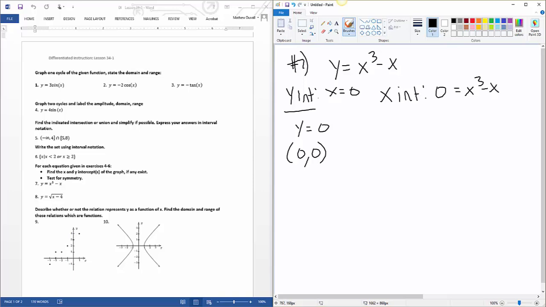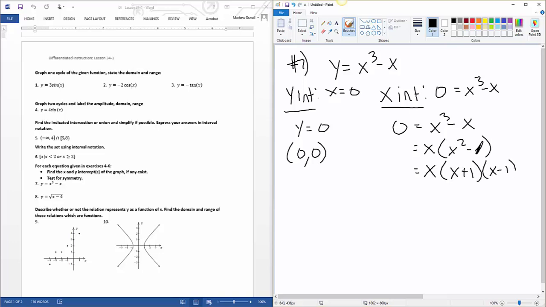Now I need to solve for x, and so it looks like I might have to do some factoring here. So I have 0 equals x cubed minus x. I factor out an x, so x times x squared minus 1, and that's a difference of squares. So that means x is going to equal 0, -1, and +1. So then my x-intercepts, listed as points, are going to be 0, 0, -1, 0, and 1, 0.